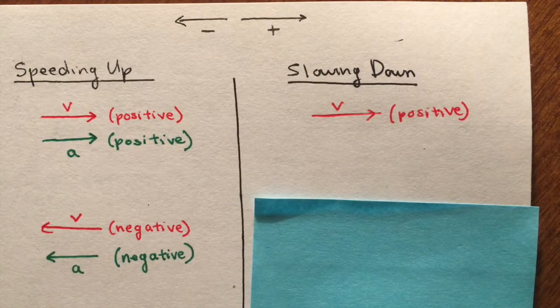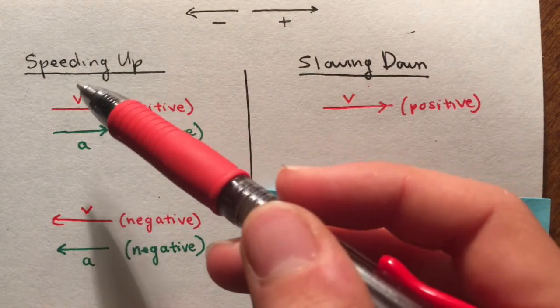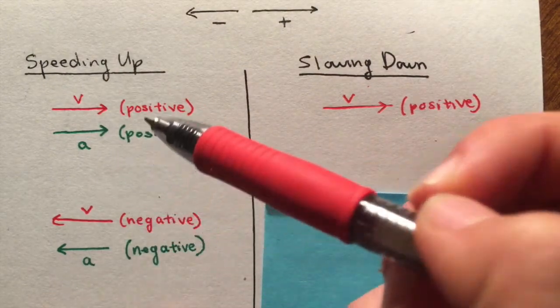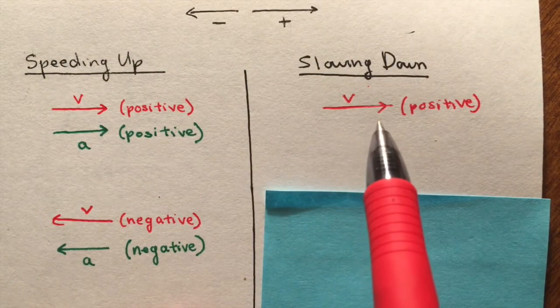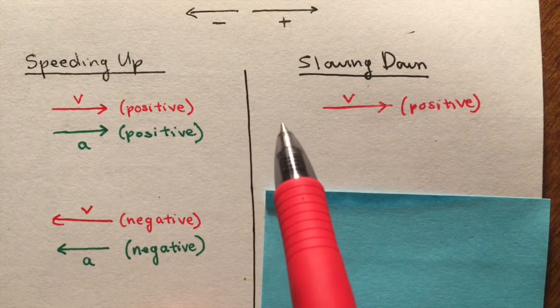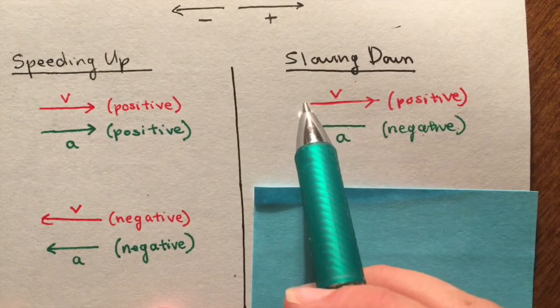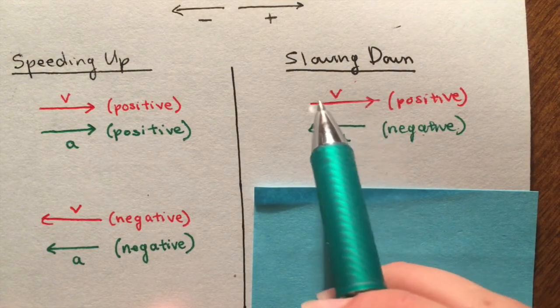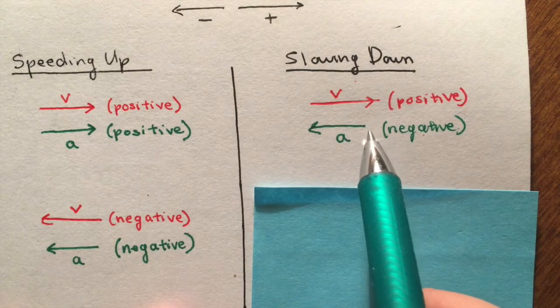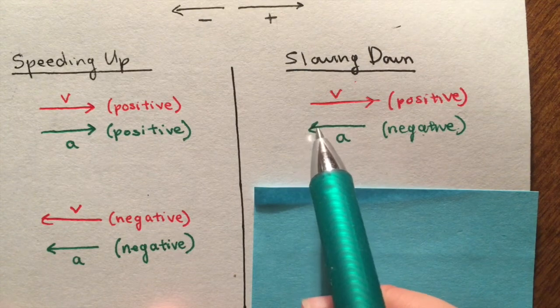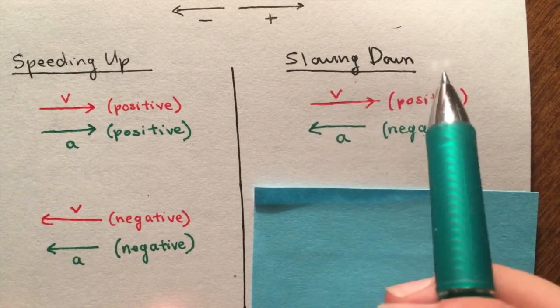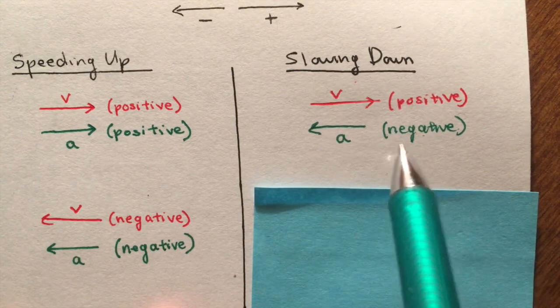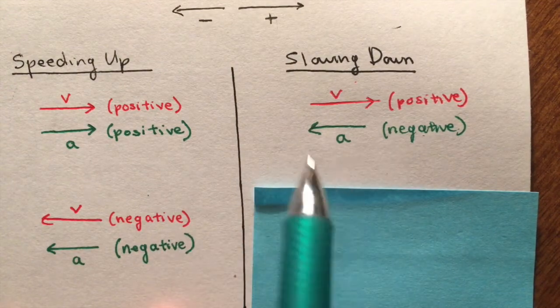Now, how do we know when an object that's accelerating is slowing down? Well, if for an object that's speeding up, the velocity and the acceleration have to be pointed in the same direction, then for an object that's slowing down, the acceleration is going to be pointed in the opposite direction to the velocity. So if an object was moving like this in the positive direction with a positive velocity, and the acceleration was pointed in the opposite direction, a negative acceleration, then this object is slowing down because the velocity is positive, but the acceleration is negative, which means they're pointed in opposite directions. The object is slowing down.